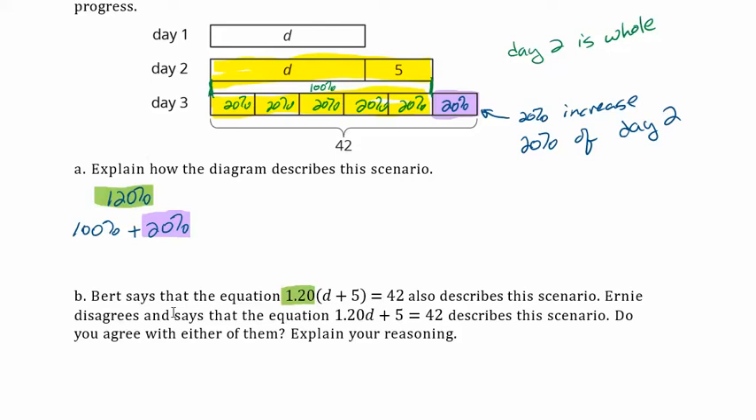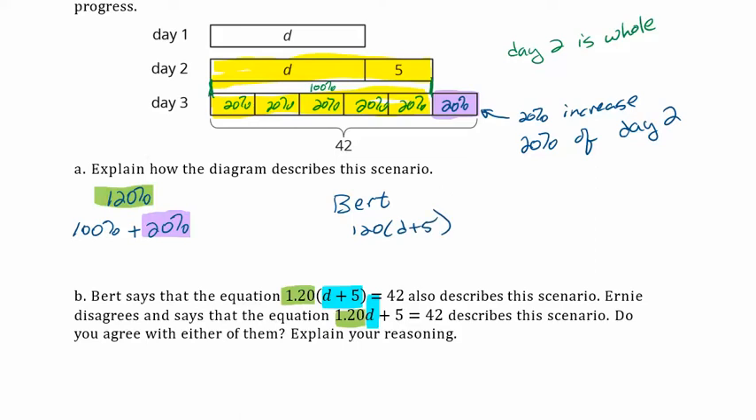Now, Bert is taking 120% of what? Let's put that in light blue. Bert is taking 120% of that. Ernie is taking 120% of that. Okay? So if you can figure out what you're supposed to be taking 120% of, you'll be able to answer the question about which one of these equations is correct. All right, so Bert is taking 120% of d plus 5.